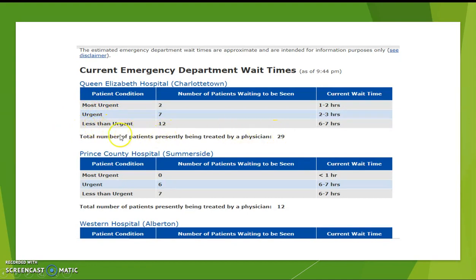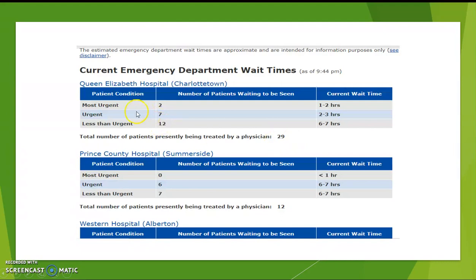Now you'll notice that the number of patients being treated by a physician is not broken down. This is actually Prince County Hospital. The reason that this isn't broken down further into these groups is because of privacy issues. So if you're ever curious why this number seems to be quite high or quite low, but the wait times don't make sense, so today it's 29, but everybody's an hour or 2 wait, even though they're urgent, we don't know what's making up that 29.